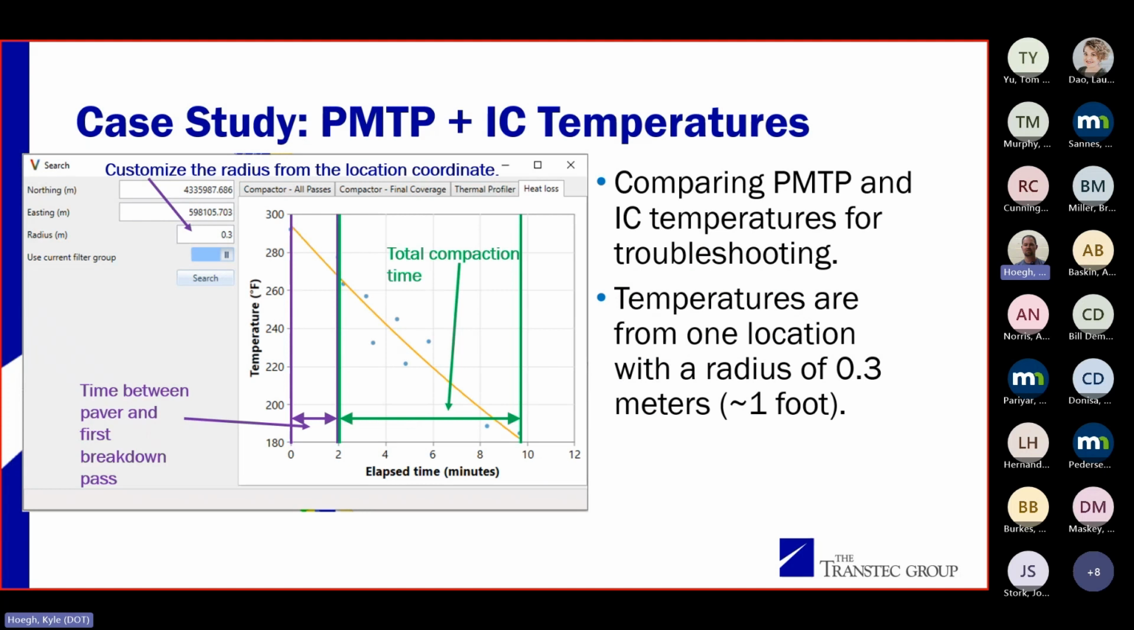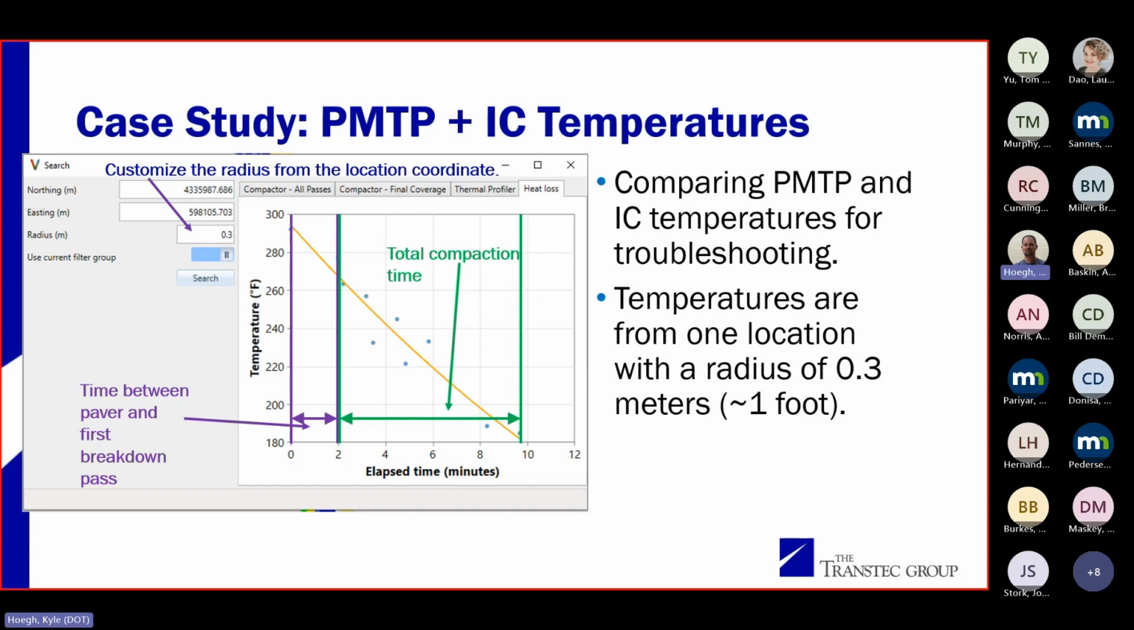So this is a tool in Veta that I don't know if a whole lot of people know about. It's one of my favorite tools in Veta. It's the heat loss curve. If you put your PMTP data and your IC data into Veta, you can look at all the temperatures on one chart here using the search tool. Time 0 is going to be your temperature right behind your screed from your PMTP. And then all the other temperatures are going to come from the rollers, and it's all shown over time. All of the data is time stamped, so we can make this curve very, very easily.